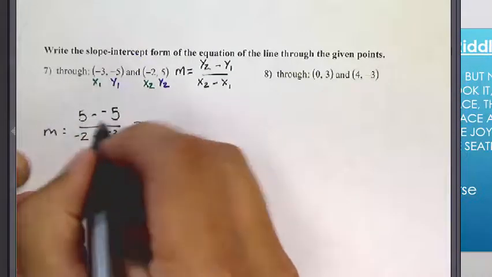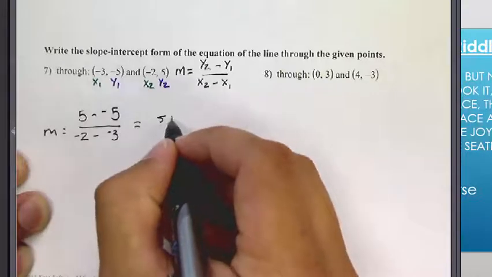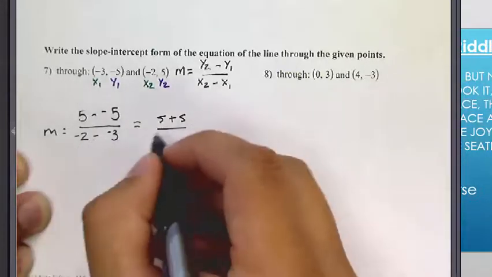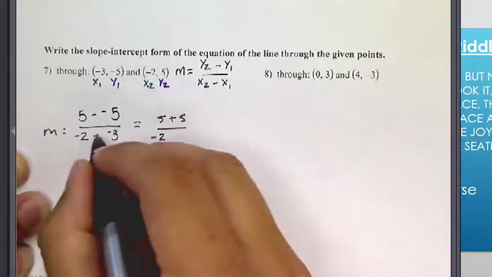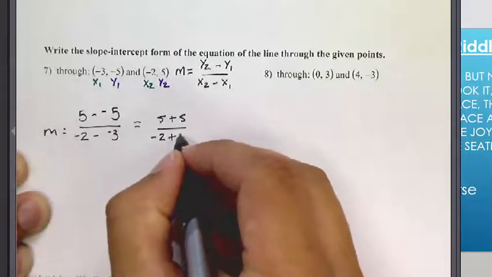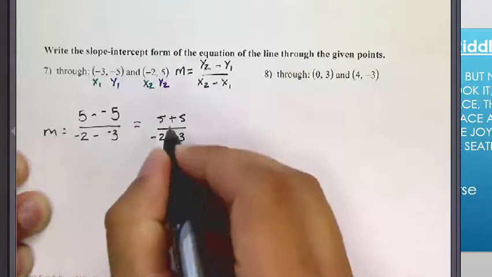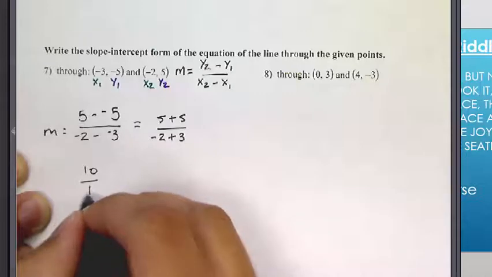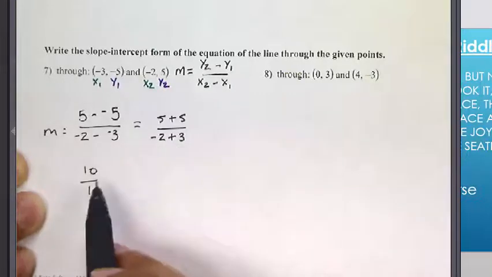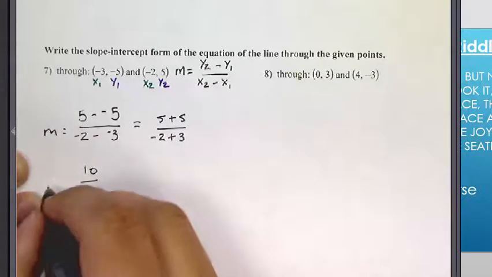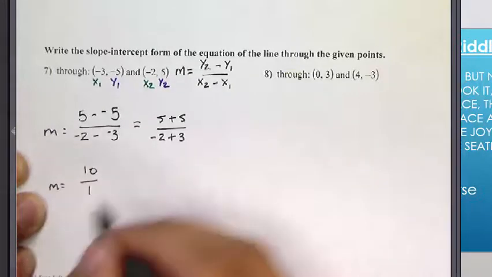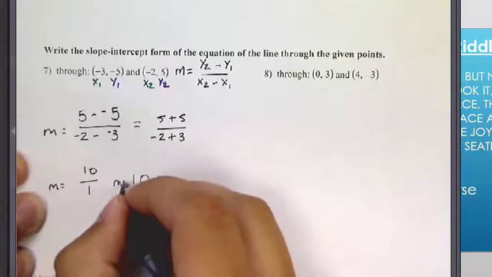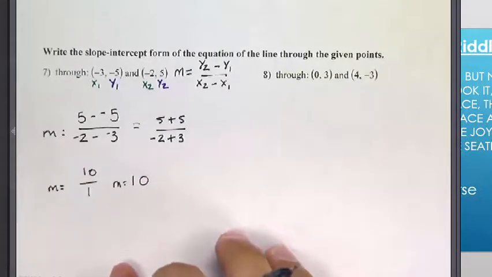So here, this would actually be written as 5, move this into a plus sign. So 5 plus 5 over, and I look here, there's two negatives next to each other. I would do negative 2, rewrite this as a positive, plus 3. And so this problem would be 10 over 1, because negative 2 plus 3 is 1. So my m equals 10 over 1, otherwise known as 10. Okay? But that's not where I finish.